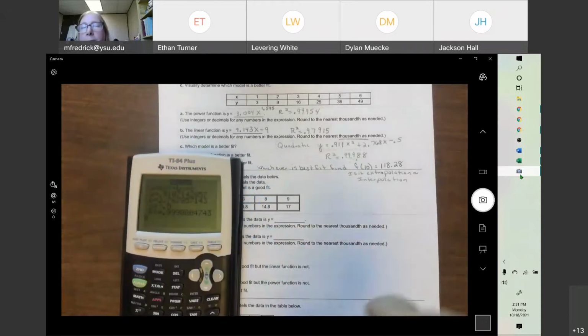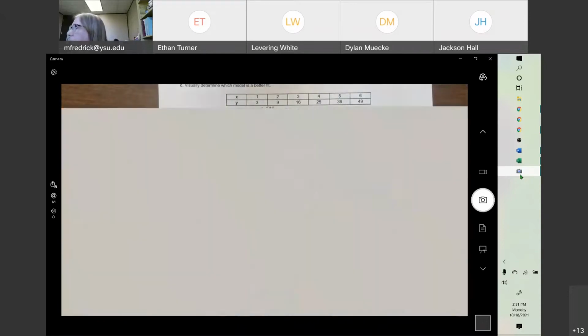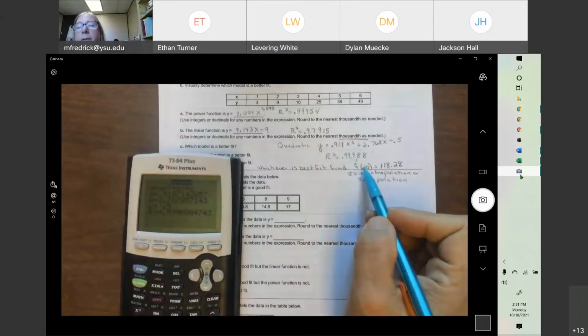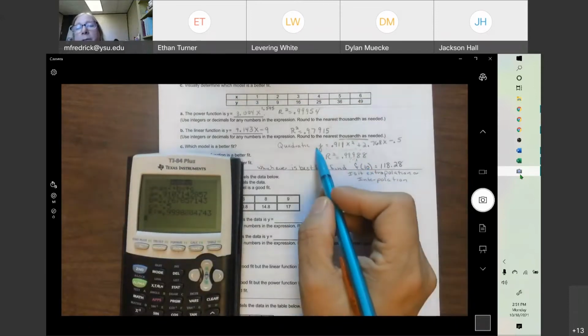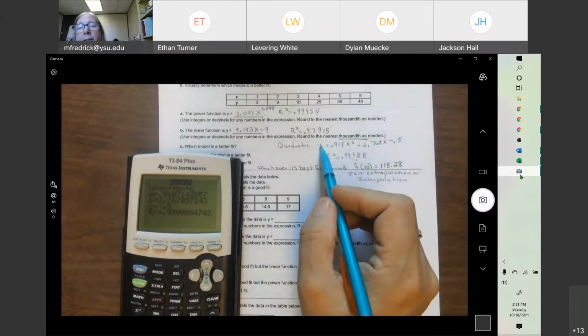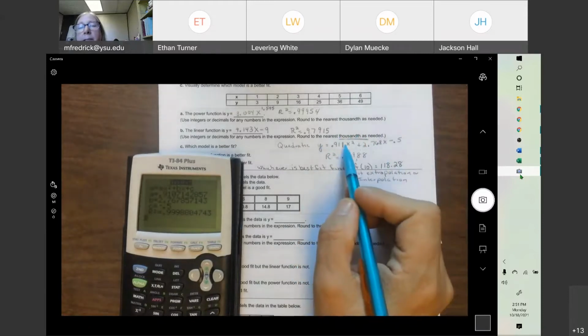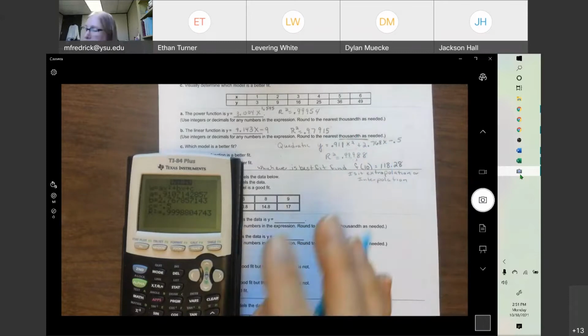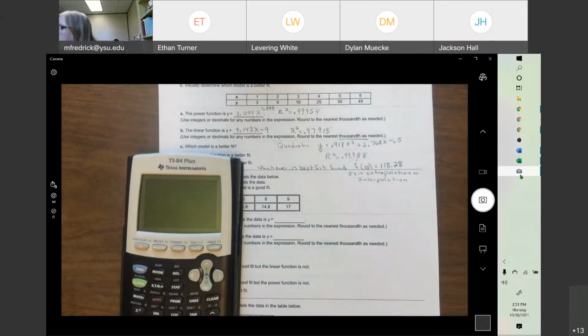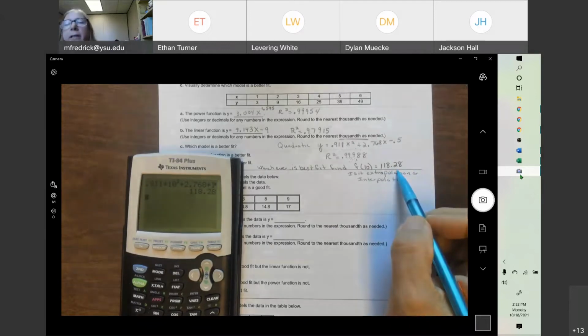Now I did put, just like the lab, whichever is the best fit, find, in this case I put f of 10. Well, this one's the closest to 1, so this is the best fit. So you want to plug 10 in here. So 0.911 times 10 squared plus 2.768 times 10 minus 0.5. You get the 118.28.